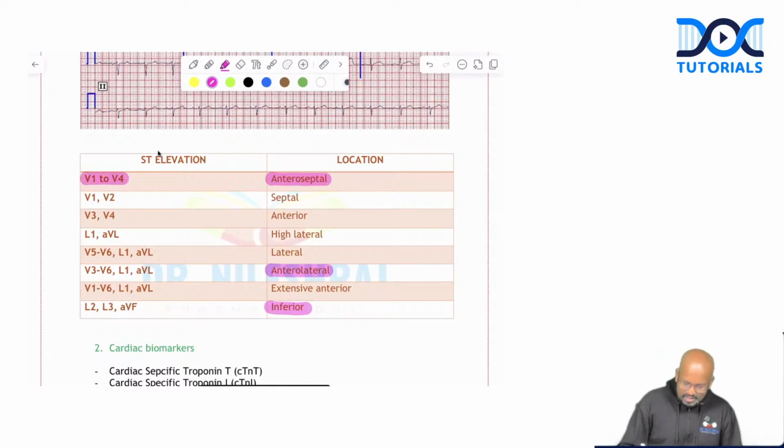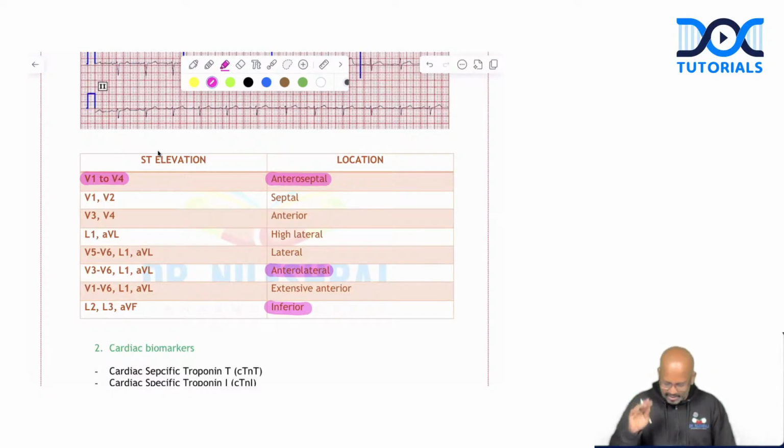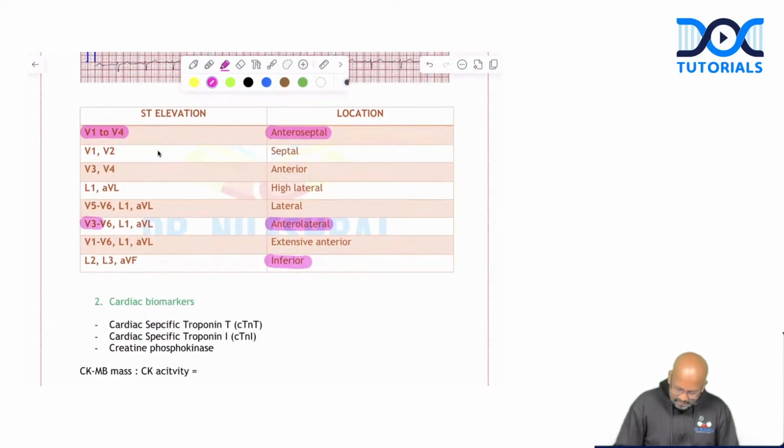Anteroseptal is from V1 to V4. In all the areas there will be ST segment elevations, guys. V1 to V2 means septal, V3, V4 means anterior wall, as simple as that. What about anterolateral? V3 to V6, lead 1 and AVL. That is what anterolateral is. You have to repeat it; once you repeat it again and again, it's going to stick in your mind, guys.